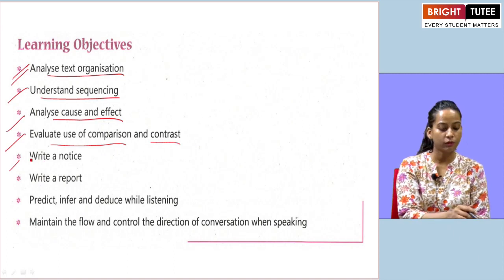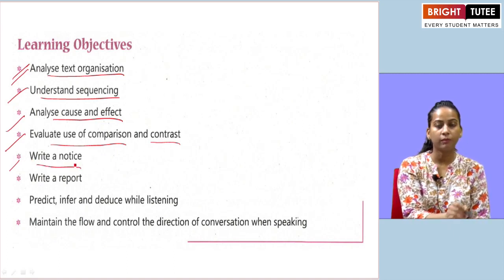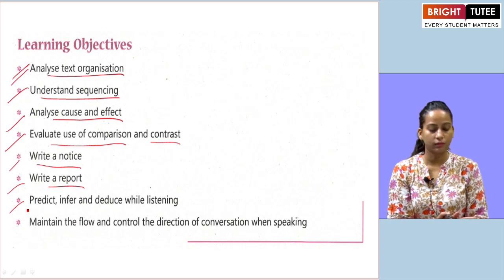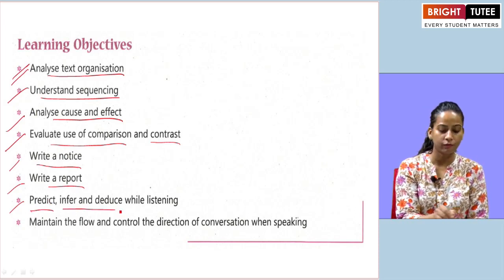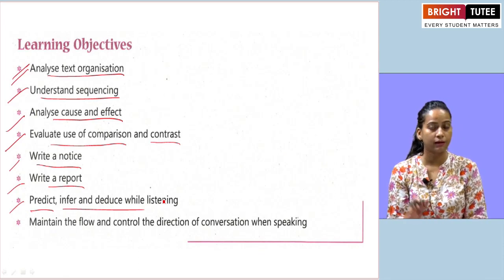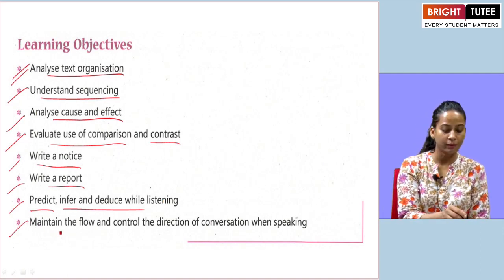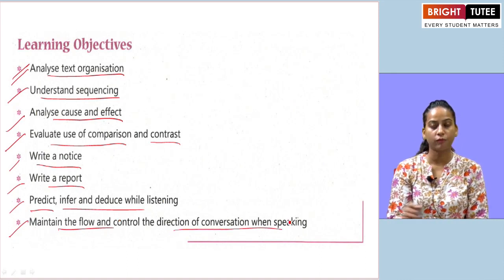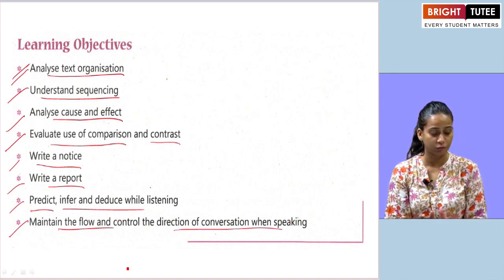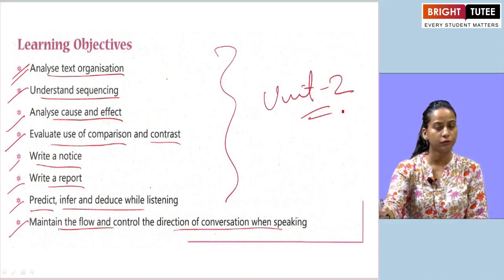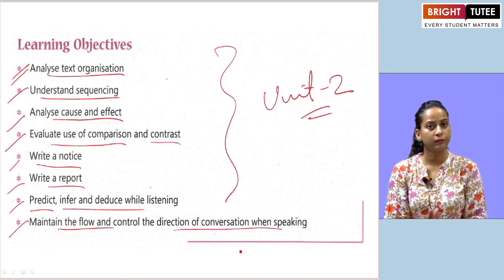Besides that, we will learn about writing a notice, report writing, and then how to predict, infer and deduce while listening, that is how the listening activity is going on and based on that how we are going to infer the information out of it. Then we will learn to maintain the flow and control the direction of conversation while speaking. So all these are going to be the learning objectives of Unit 2. Clear? So let's move to the exercise.